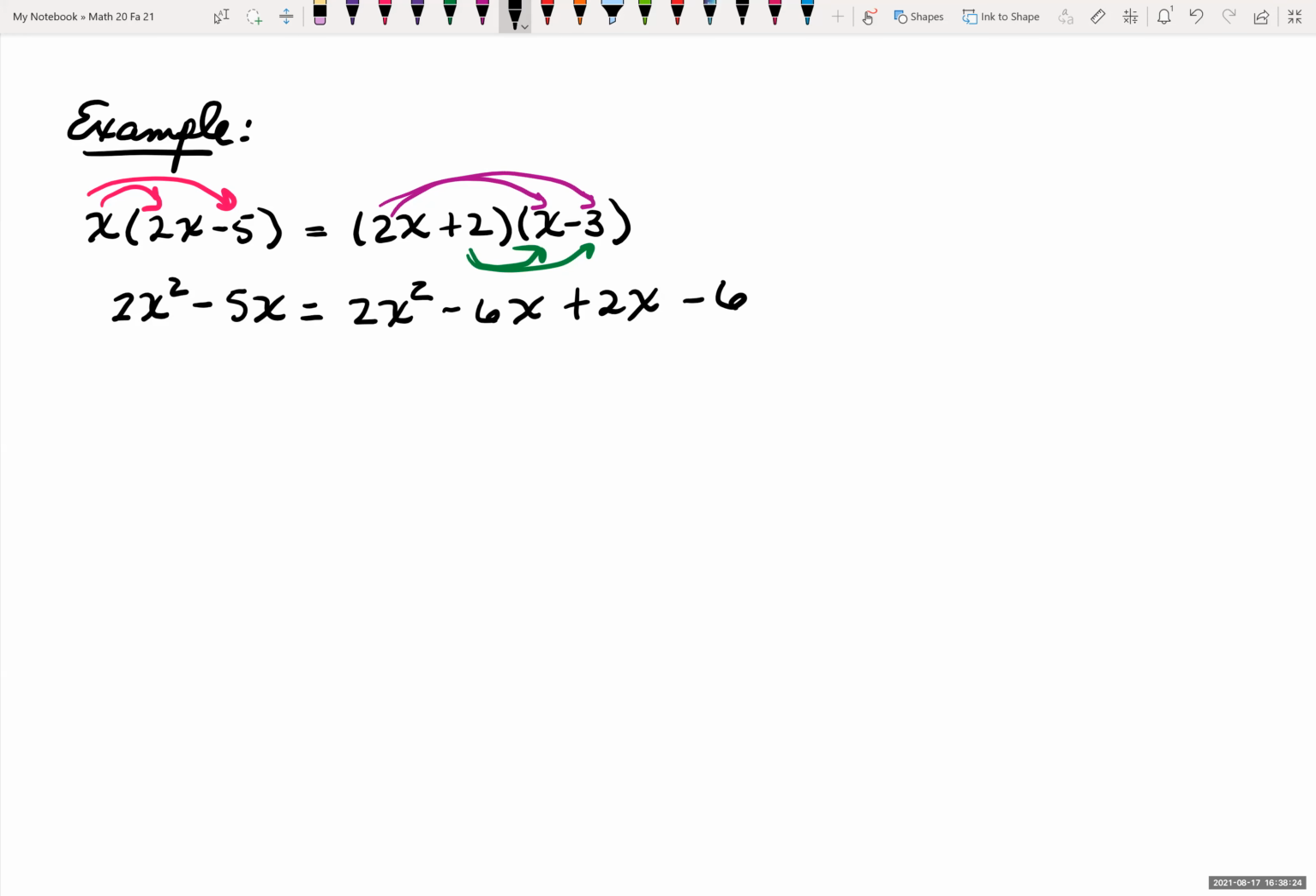Divide both sides by negative 1. We get x is equal to positive 6. Questions on that one?